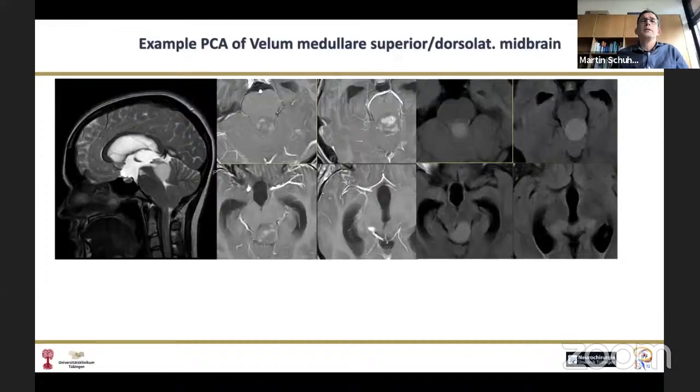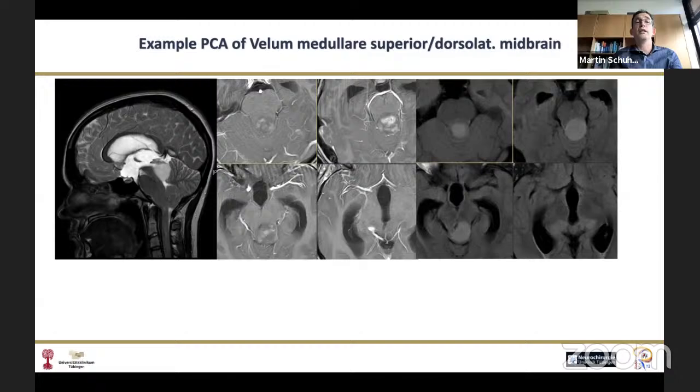A last example is a pilocytic astrocytoma of the medulla, or the dorsal midbrain. It actually came from the dorsal midbrain in a 17-year-old girl, who had hydrocephalus clinically, and it's a typical PCA. The question was how to approach it, and the best and most unproblematic approach is to do a nice telovelar approach.